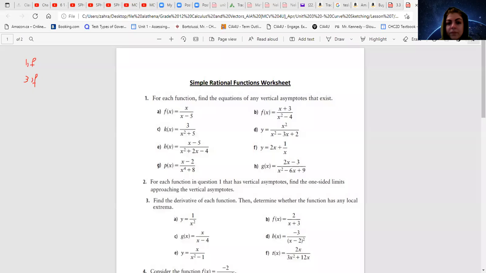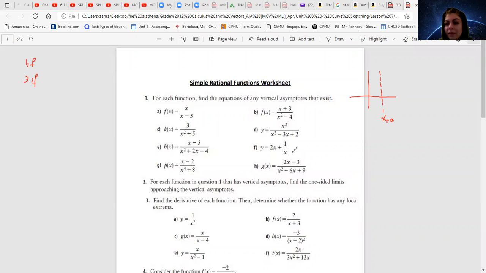Record. So, 3.4 simple rational function worksheet. We're doing question F. It says, for each function, find the equation of any vertical asymptote. So a vertical asymptote is a restriction for x, a vertical line. A vertical line is x equal to a constant number. It means this is your restriction.